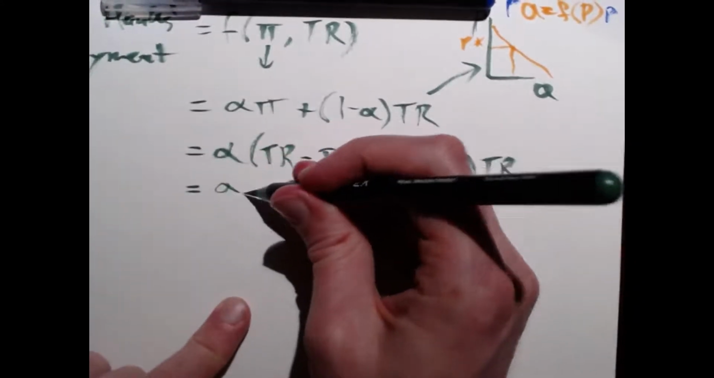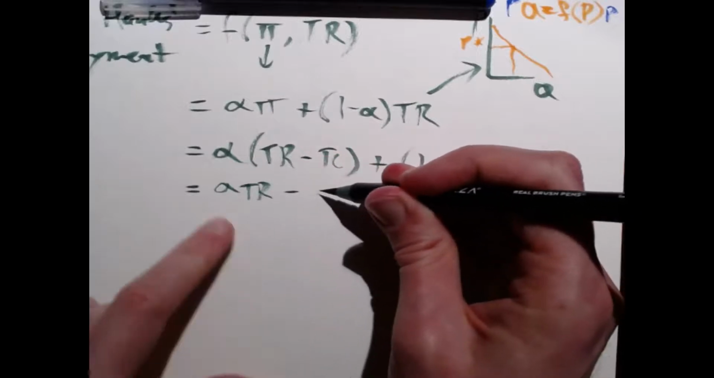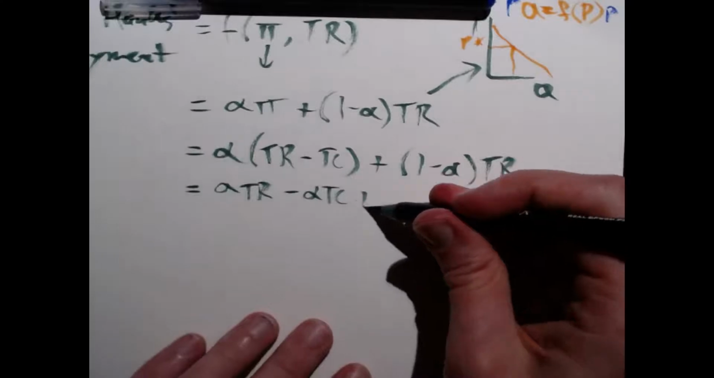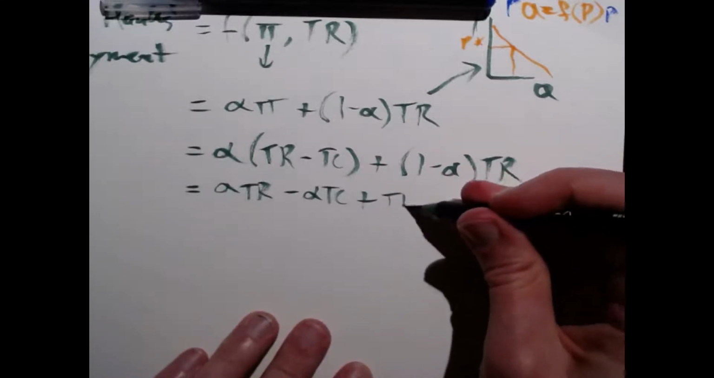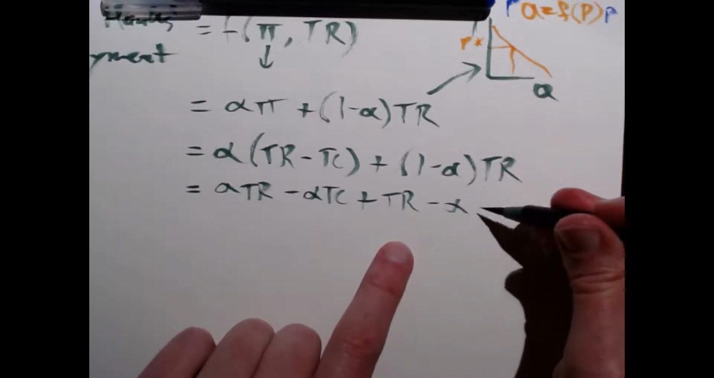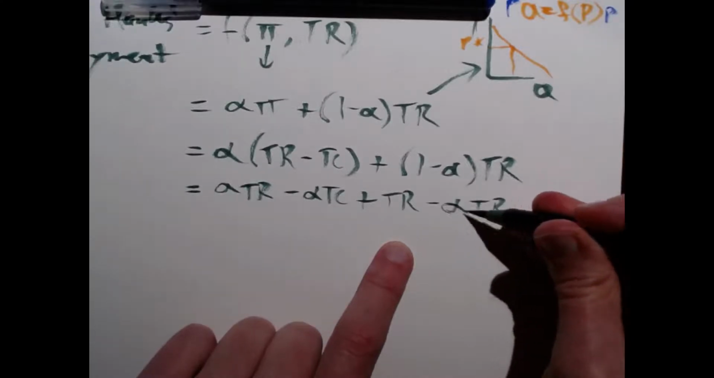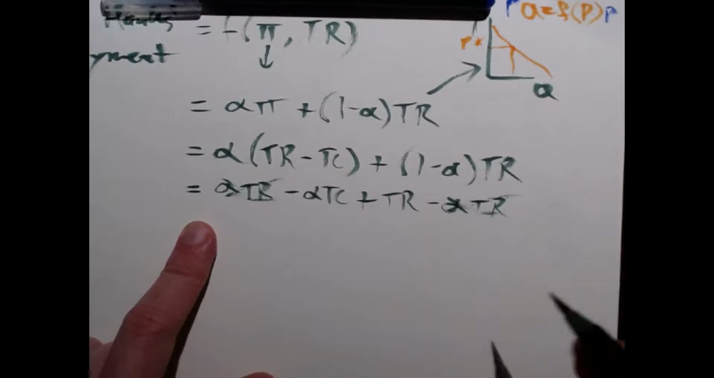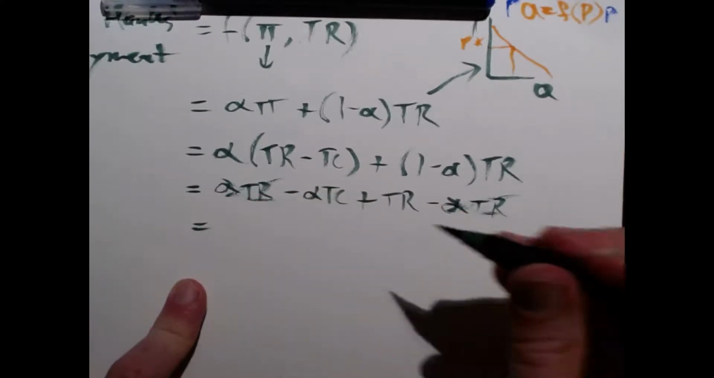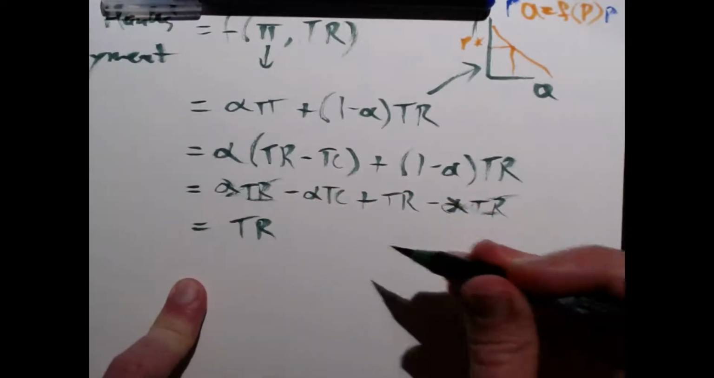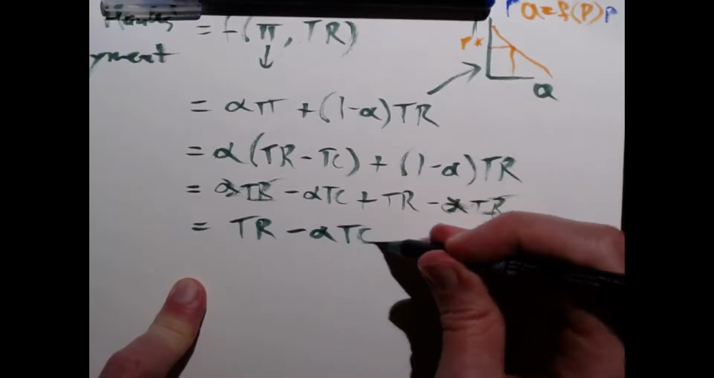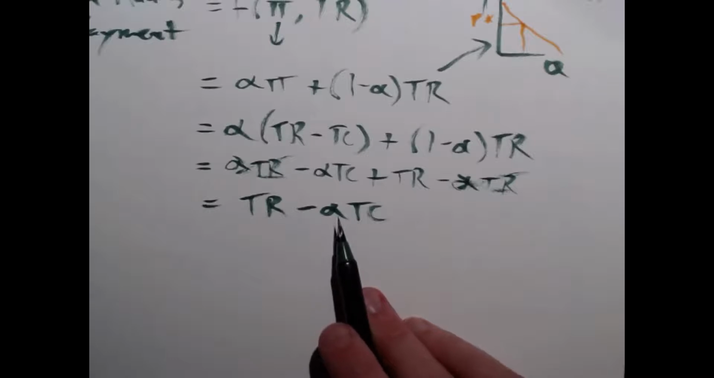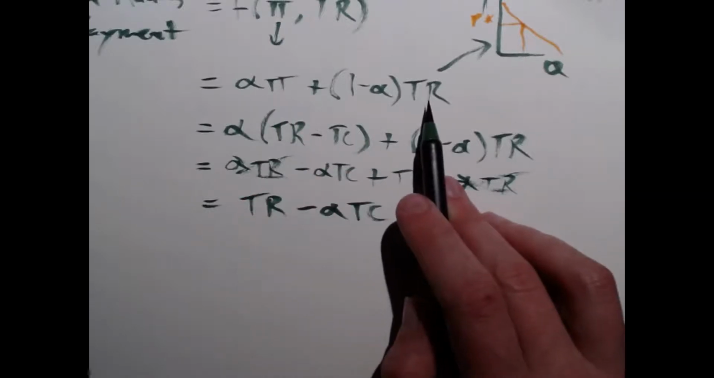So here we've got alpha times total revenue minus alpha times total cost. So I'm just breaking this up, plus 1 times total revenue minus alpha times total revenue. So hey, alpha times total revenue minus alpha times total revenue, this is nice. So really, we're looking at total revenue minus alpha times total cost. So whatever alpha is, maybe it's 0.5, he gets half from profits, half from revenues.